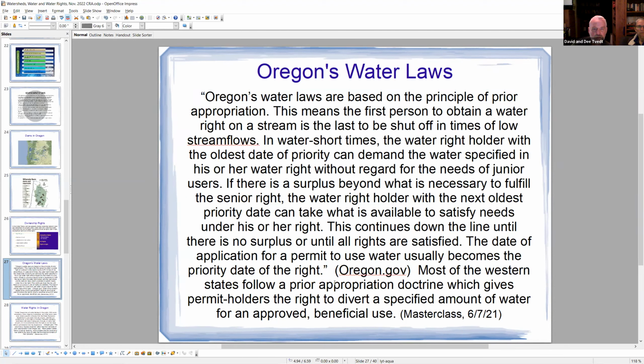The date of application for a permit to use water usually becomes the priority date of the right. And most of the Western states follow this kind of thing with the prior appropriation doctrine, which gives permit holders the right to divert a specific amount of water for an approved beneficial use.